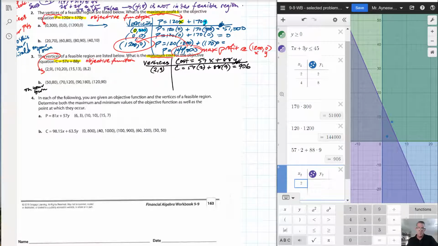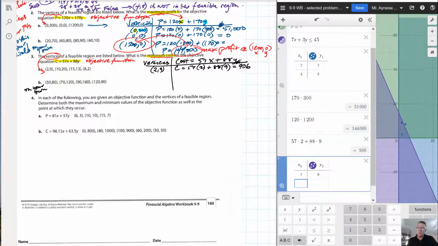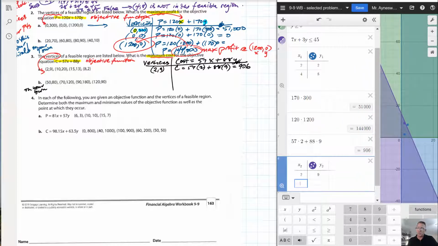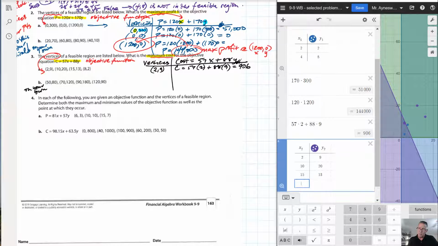So 2, 9, and then the next point right here, it's going to be 10, 20. Just read the problem. And the next one, 15, 13. And the next one, 8, 2. So you type your points in, and then you write a function for the cost. Now the function, the objective function, is 57x plus 88y.